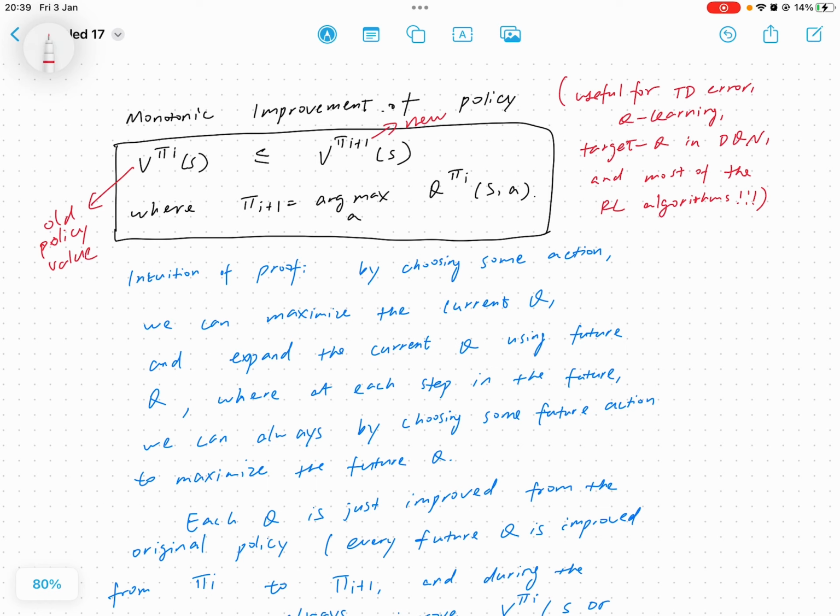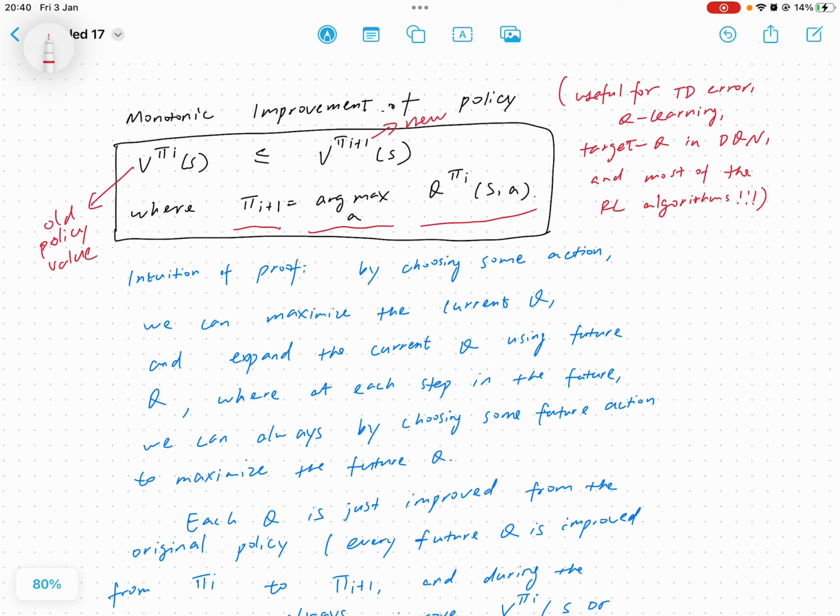We say that for all the states, this old policy value is less than or equal to the value under the new policy, given some state S for all the states. By definition, this pi I plus 1 is defined such that we have this argmax, choosing some A which maximizes this Q function under this pi I, given S and A. That's the statement of this monotonic improvement of the policy.